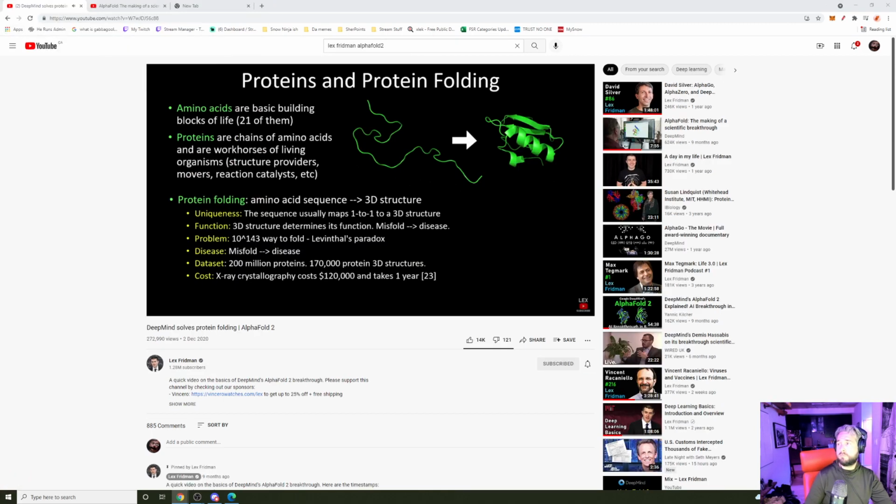There are a lot of ways for a protein to fold based on the sequence of amino acids. There are, I think, 10 to the power of 80 atoms in the universe, so 10 to the power of 143 is a lot. You can look at Levinthal's paradox, which is one of the early formulations of just how hard this problem is and why it's really weird that a protein is able to do it so quickly.